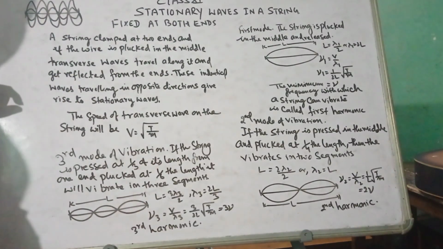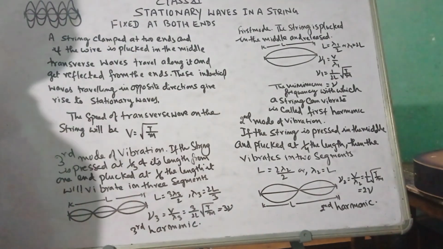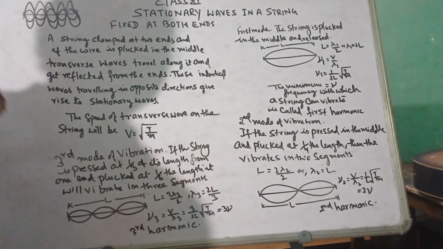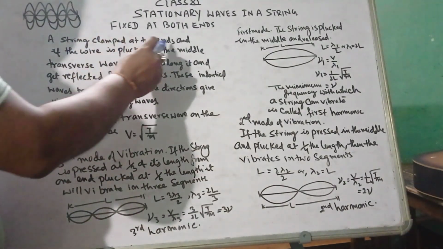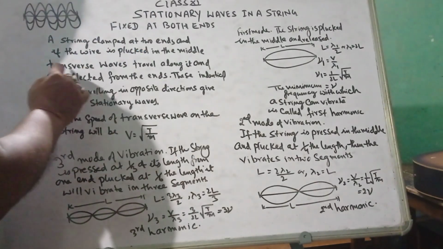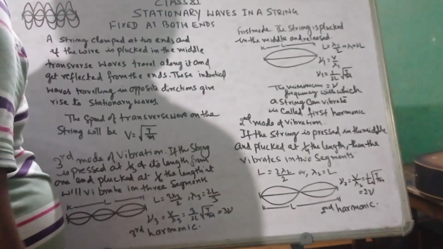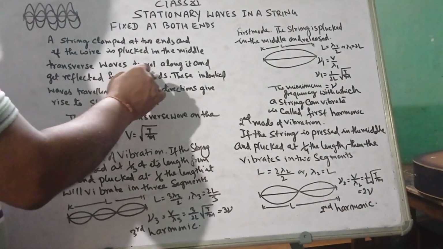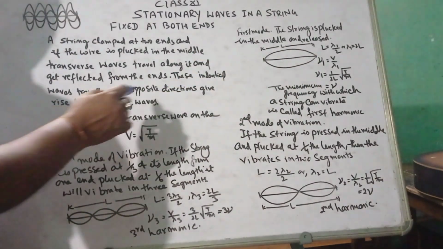So what will be the frequency of the string, that I am going to show you, as well as its practical application. So a string clamped at two ends, if the wire is plucked in the middle, transverse waves travel along it. If you pluck in the middle, the shape will be somewhat like this, but I have given just a general theory. It travels along the string and gets reflected in the opposite direction, giving rise to stationary waves.